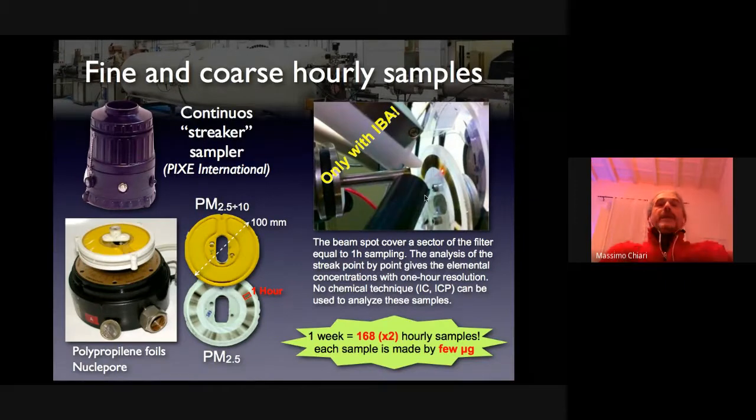Okay, aerosols typically are studied by sampling for 24 hours. This is what is typically requested by the laws. But there are some sources of aerosol that are changing on a shorter time scale, for example, because they're driven by meteorological patterns that can change on a few hours basis. So it would be important to be able to trace these pollution sources with high time resolution.